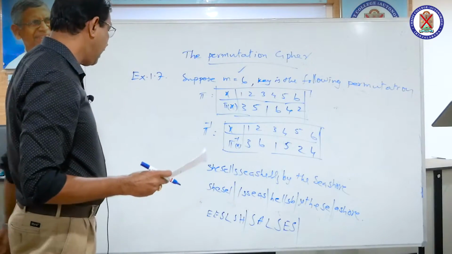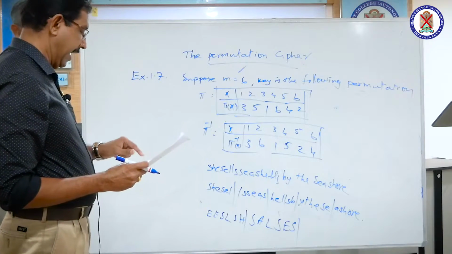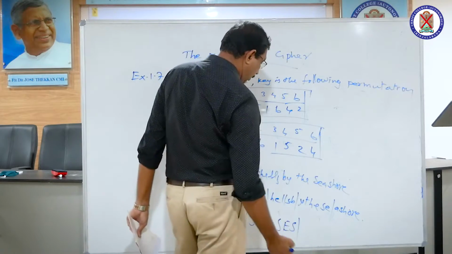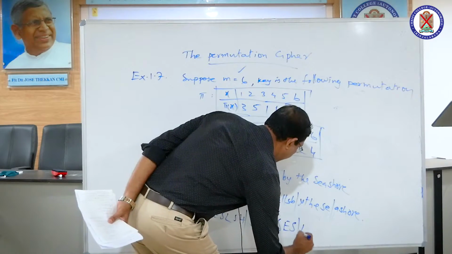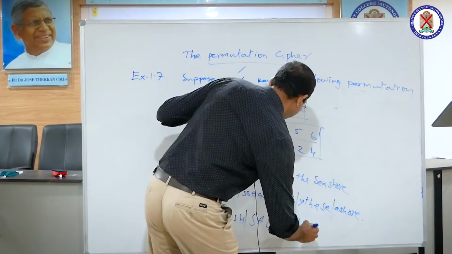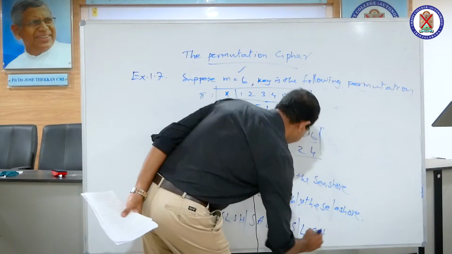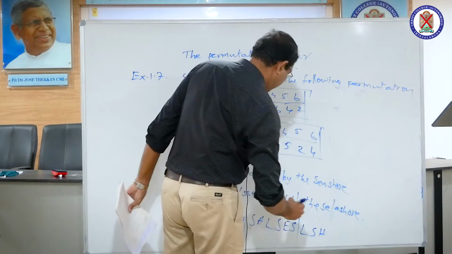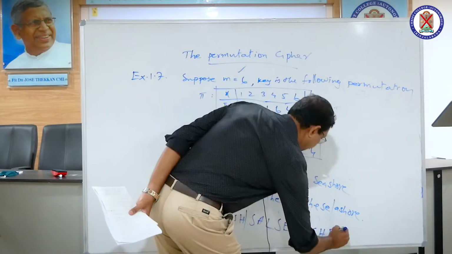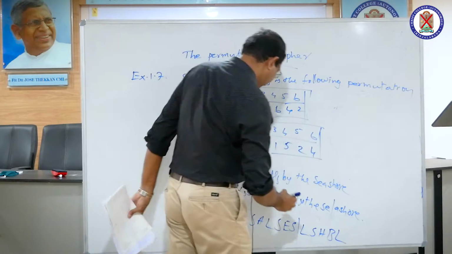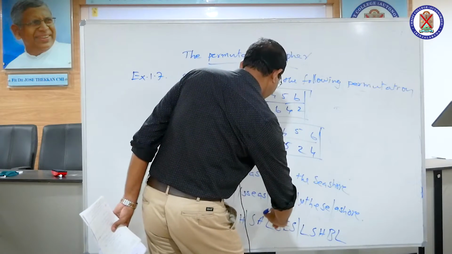Therefore, our second group is decrypted as SALSES. In a similar fashion, the next group can be decrypted as: first goes to 3, that is L, second goes to 5, that is S, third goes to the first one, that is H, fourth goes to the sixth one, that is B, fifth goes to the fourth one, that is L, and the sixth goes to the second one, that is E.